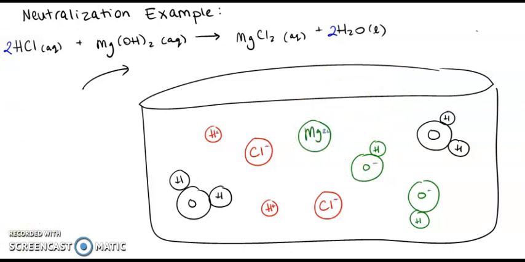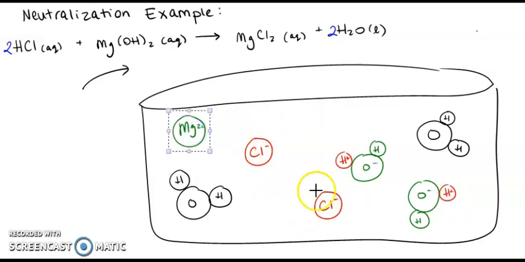Now what's going to happen is the positive hydrogen ions are going to be attracted to the negative hydroxide ions, and they're going to join together to form water. The magnesium and chloride ions are going to stay floating around in the solution. If we were to evaporate all the water out, we would get magnesium chloride salt back. But right now, it's still aqueous.